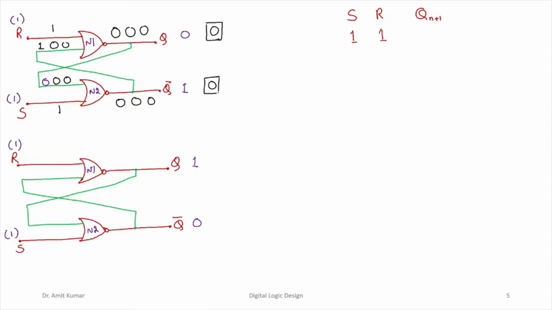However, the requirement is that the outputs have to be the complement of each other, right. Both of these outputs have to be complement of each other. So that is why we call such a state the forbidden state, or indeterminate state. Since both of the outputs are fixed as 0, we call this particular state the forbidden state or indeterminate state.